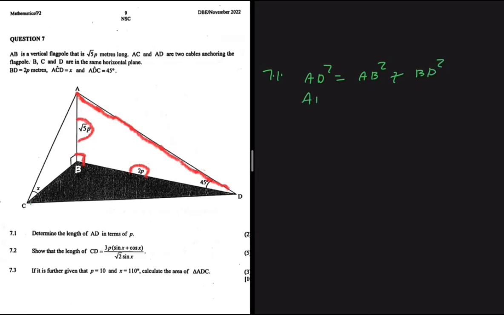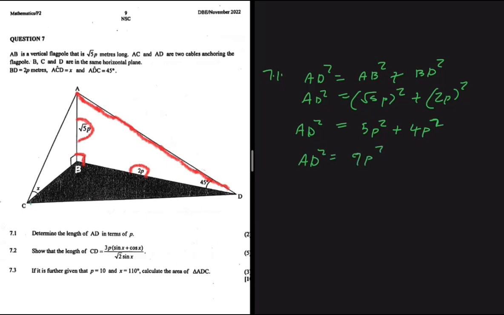So we're going to have AD squared being equal to, what is AB? AB is square root of 5 multiplied by P, squared, plus BD squared. What is BD? That is 2P, and then we square that. So AD squared will be equal to 5P squared plus 4P squared. Now it's easy to see that AD squared is equal to 9P squared. If you take the square root on both sides, you're going to get AD is equal to 3P. And just like that, we're done with that question.